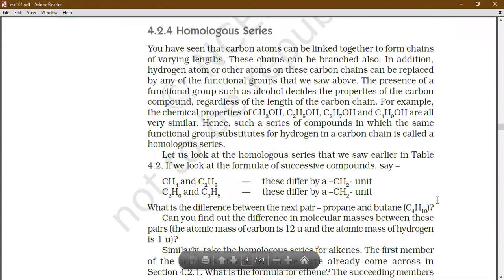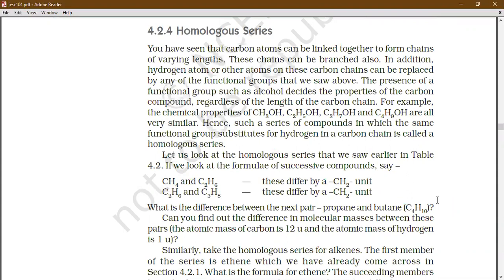Homologous series. You have seen that carbon chains can be linked together to form chains of varying lengths. These chains can be branched also. In addition, hydrogen atom or other atoms on these carbon chains can be replaced by any of the functional groups that we saw above. The presence of a functional group such as alcohol decides the properties of the carbon compound regardless of the length of the carbon chain.